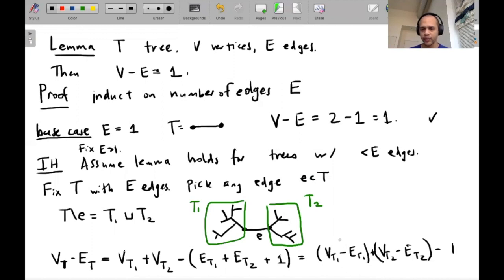Now we're just about done, because the induction hypothesis applies. This is the Euler number for T1, and the induction hypothesis says that this is 1. T1 has fewer edges because it doesn't have E. And similarly for T2. So altogether we get 1 plus 1 minus 1, which is 1. So that does the induction step and finishes the lemma. Okay, good. Next time we will prove Euler's theorem and continue on from there.